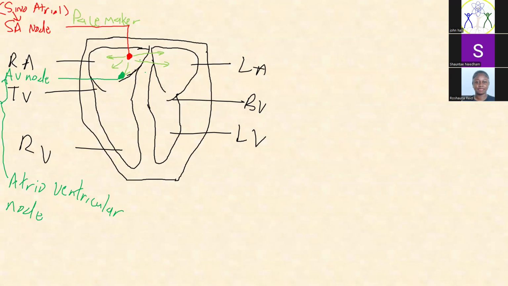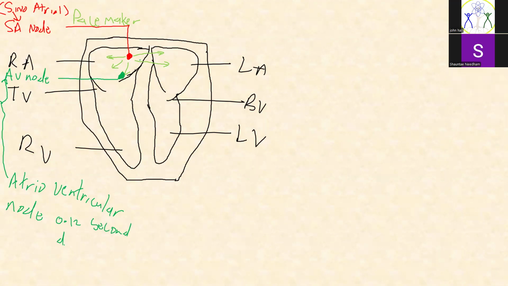Now, the AV node is also going to receive the same signal the pacemaker is sending out, okay? But the AV node does something important. The AV node receives a signal, then it waits 0.12 seconds. So that's a delay. And then it is going to send its own signal, okay?